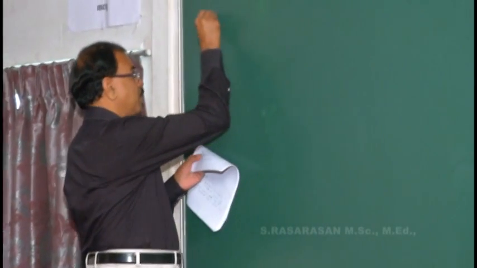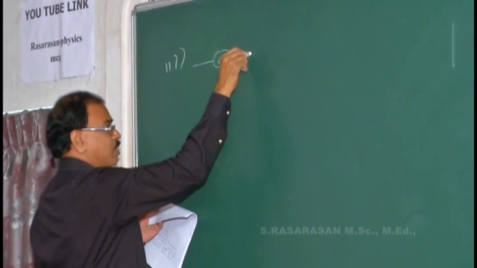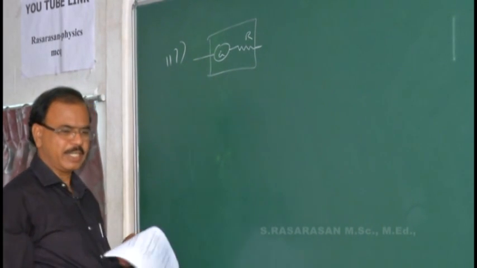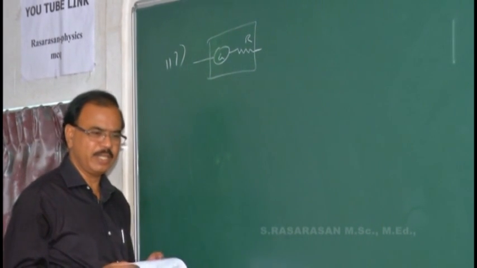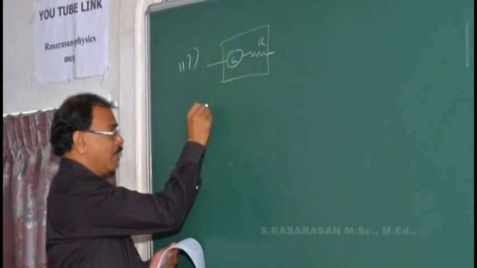The answer is very simple. If this is the galvanometer, one high resistance is connected to it. This combination is called a voltmeter. Where is the battery here? Where is the source of EMF here? No. Ruled out. Ammeter. What is an ammeter?